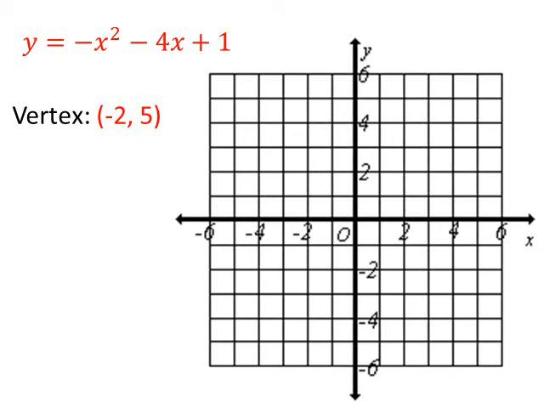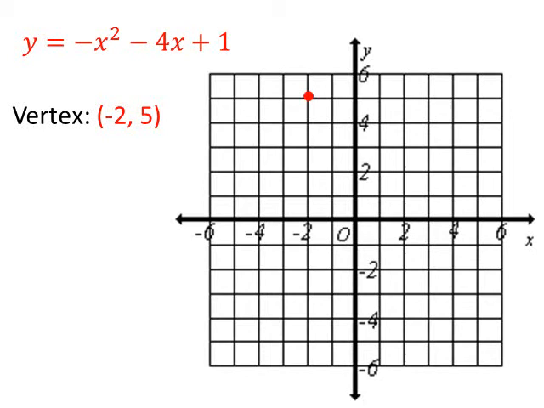Because I get negative 2 squared is 4, but I take the negative of that, so it's negative 4. And then minus 4 times negative 2, which is going to be a positive 8. So I have negative 4 plus 8, which is positive 4, and then plus 1, which is 5. So I go ahead, plot the vertex. Then I make my table.